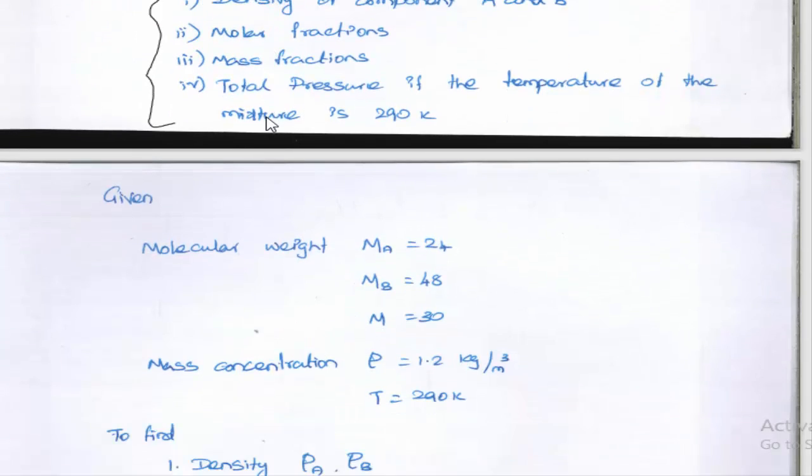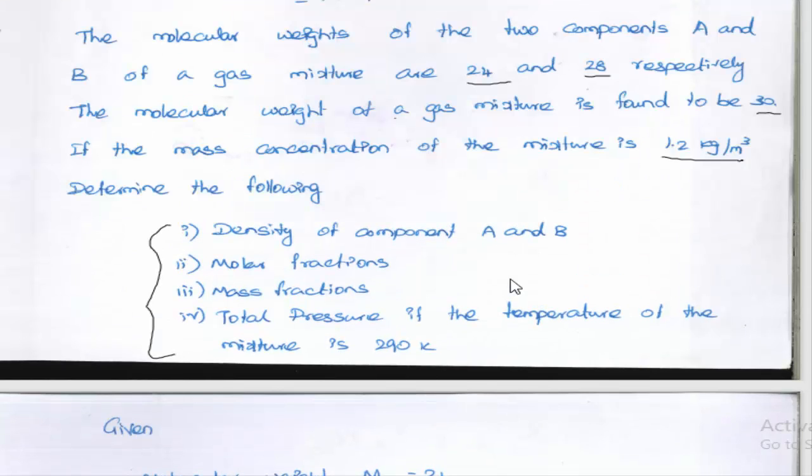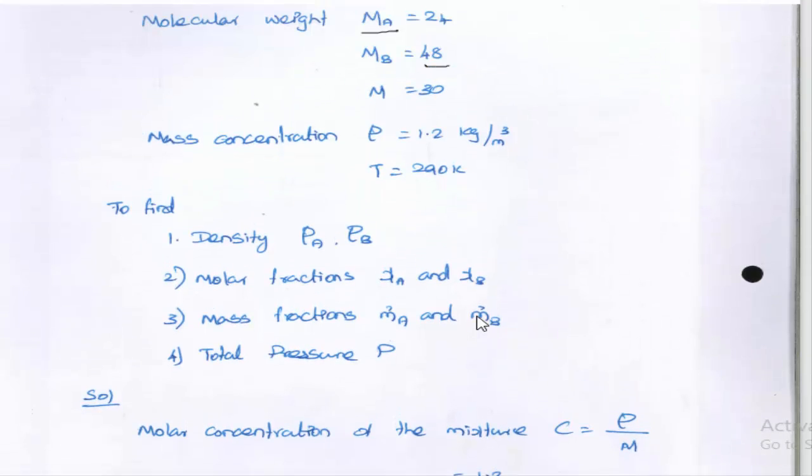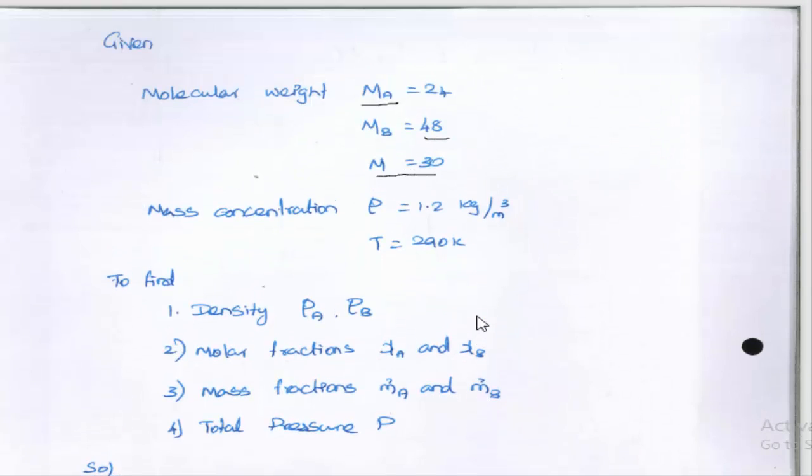First, given the molecular weight of component A, capital M suffix A equal to 24. Similarly for component B, the molecular weight is 48. I'm sorry, in the problem just change it to 48. It is not 28, it is 48. So it is 48, and the total average molecular weight of the mixture is 30.